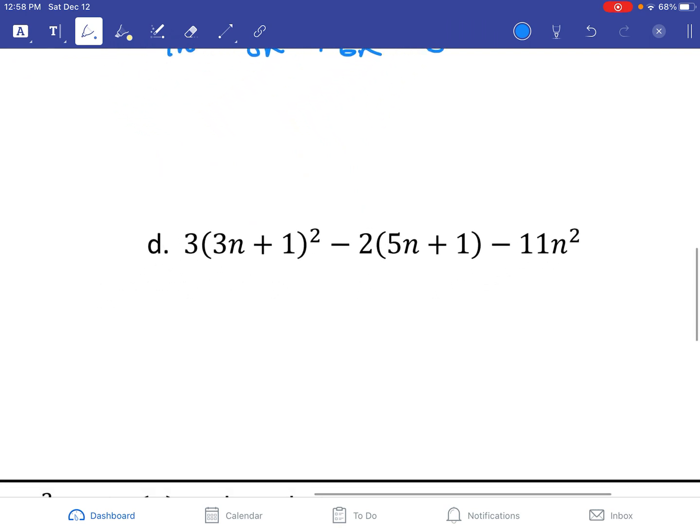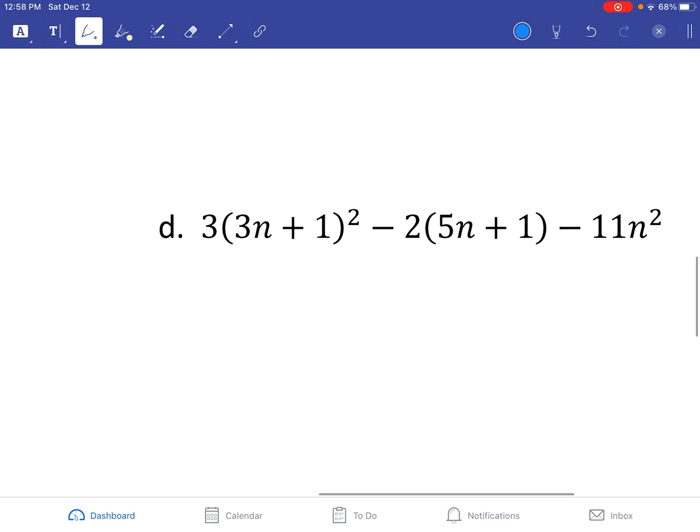All right, last one. This one's a little more tricky. The reason being is you have a squared here, and you have a times 3. So which one do you do first? Unfortunately, some of you are going to pick the times 3. You actually have to square it first. So exponents come before multiplication. So we're going to have 3n plus 1 times 3n plus 1.